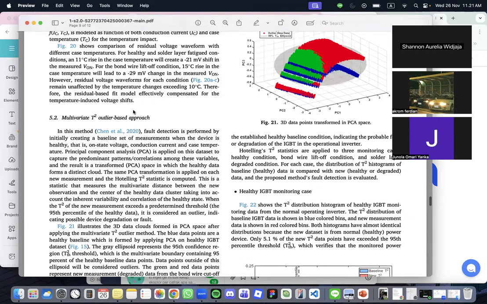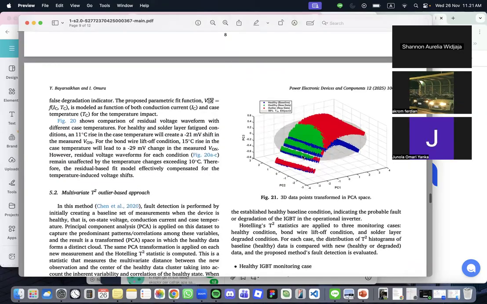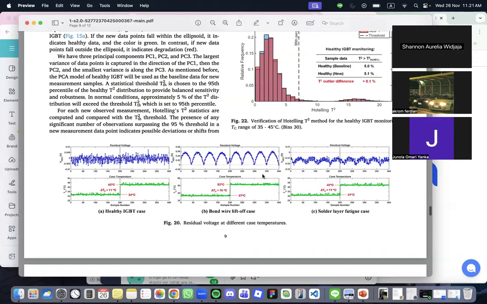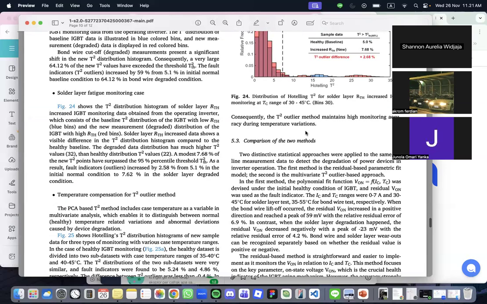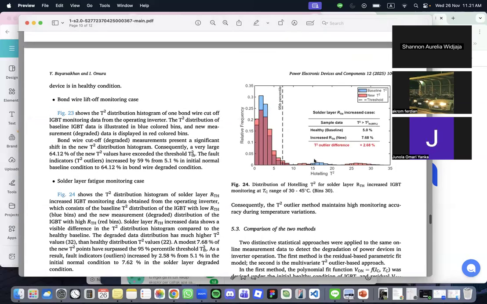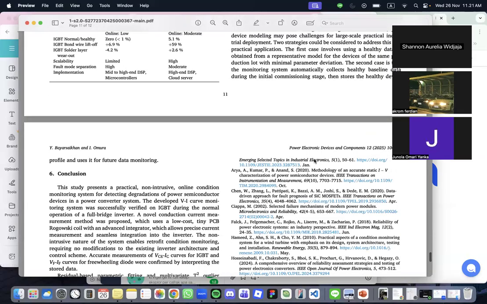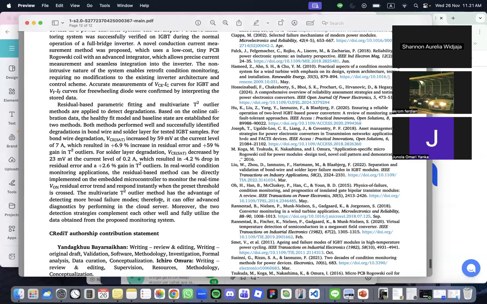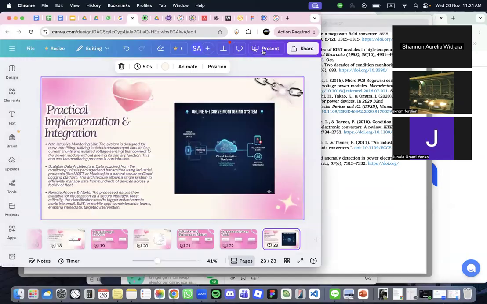And then last, we have this multivariate T-squared outlier-based approach. This is an example of the 3D data points transformed in this space. Another graph to show the residual voltage at different case temperatures. And then this is another graph for the distribution of the Hotelling. These are more graphs. And then we have the limitations. And this part is the conclusion. So we will present this in our PowerPoint in the following presentation.